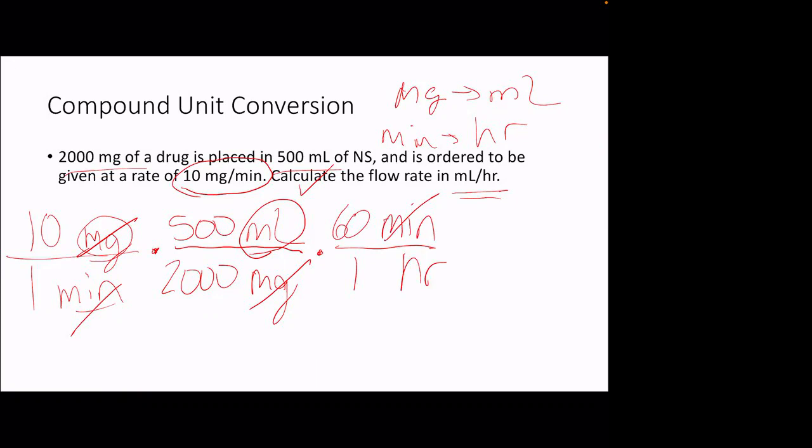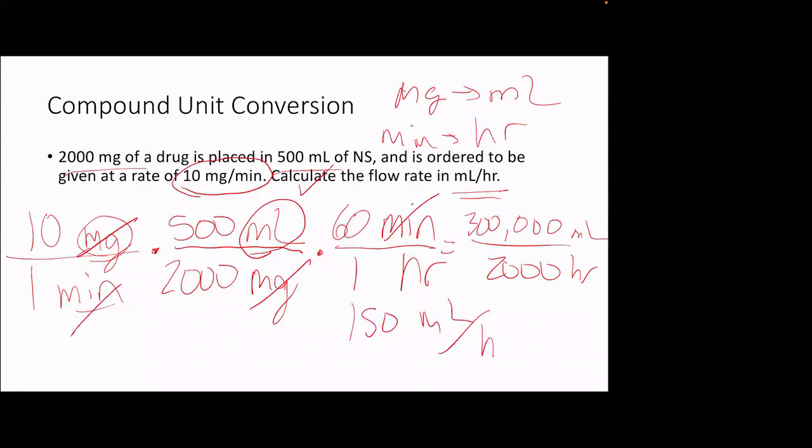So we have 10 times 500 times 60 on top. That turns out to be 300,000 milliliters, if you want to keep that, over 2,000 hours. And if you divide those, you're going to have 150 milliliters per hour. And there we go. We have changed this rate of milligrams per minute to milliliters per hour, which will be more useful to us to figure out exactly how fast we need to inject this solution into our patient.